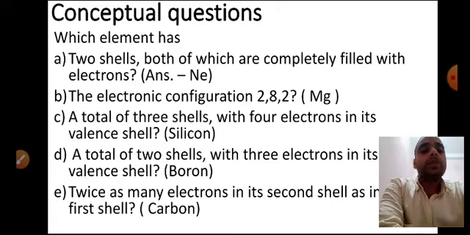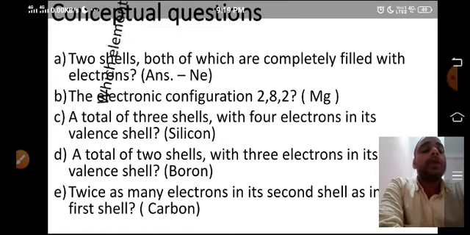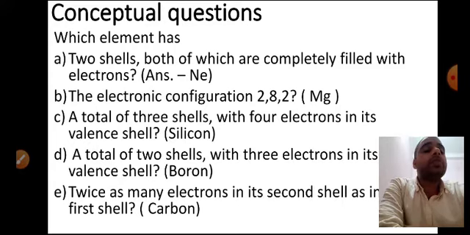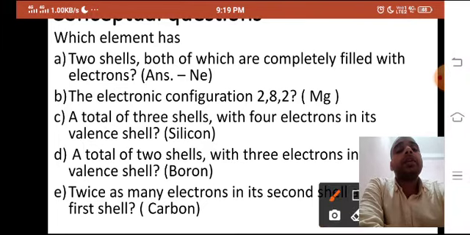Okay. So this is a video of class 10, and in this video we are going to discuss the conceptual questions. And the very first question you can see, you have to write the name of the element which has two shells, both of which are completely filled with electrons. So you should understand this question: if an element contains two shells, that means K shell and L shell. K and L, both shells would be there.